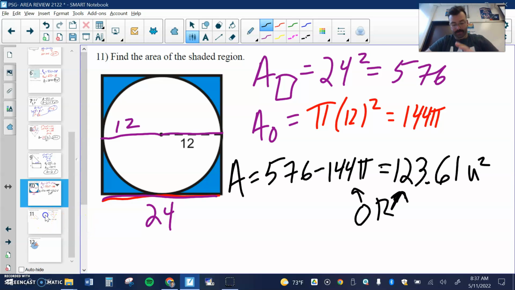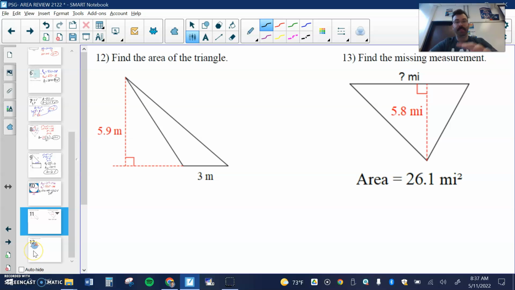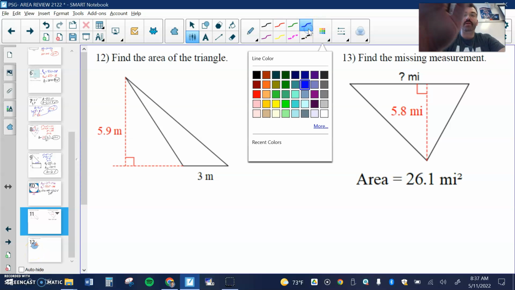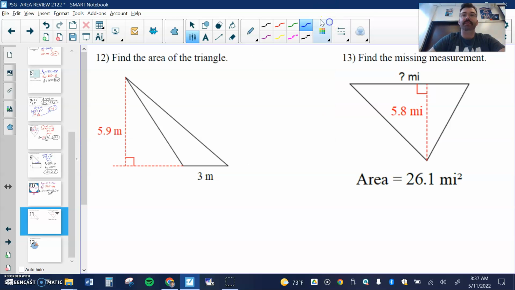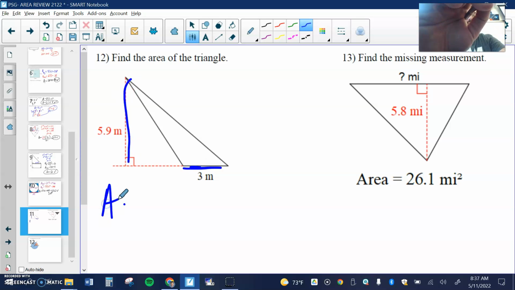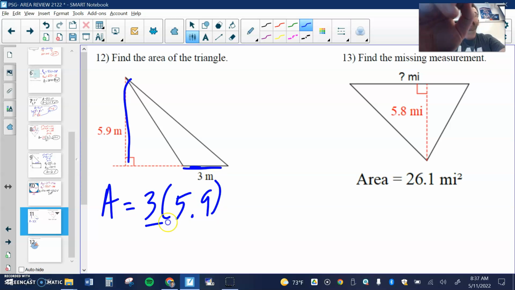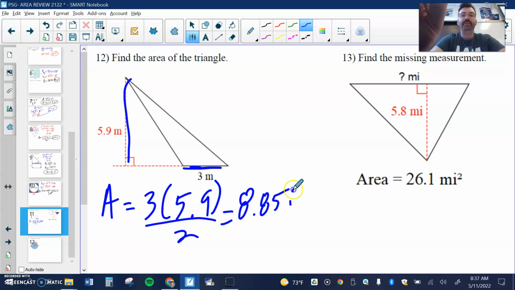Let's keep going. Number 12, we're flying. This is just a plug it in. Area of the triangle is base times height divided by 2. Don't do the Pythagorean theorem. Here's the base. Here's the height. Area equals 3 times 5.9 over 2, which is 8.85 meters squared.